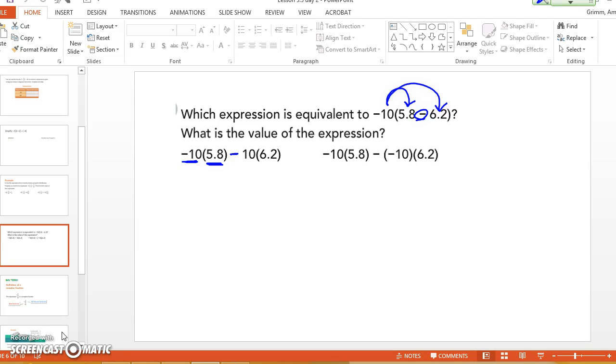So look at this one. Negative 10 times 5.8. They did that. Here's the minus. Here's the minus. And then they said negative 10 times 6.2. Okay? So let's see. Order of operations tells me I have to use multiplication, right? So I'm going to multiply 10 times 5.8. Sorry, negative 10, which means I only have to move the decimal point, right? So I don't even have to pick up a calculator. What is negative 10 times 5.8?